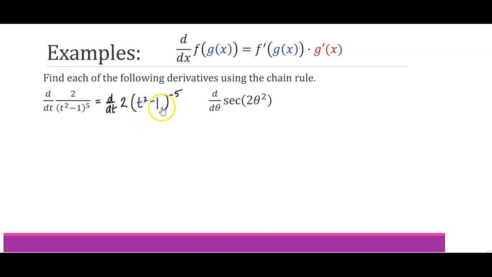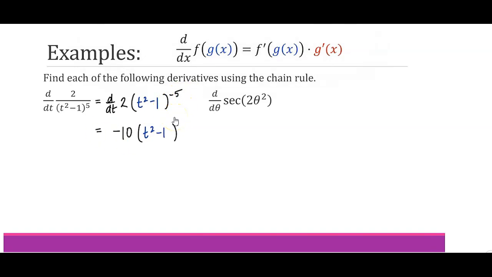Now I can see that I have this inside function, t squared minus 1, and the outside function is 2t to the negative 5. So we can start the chain rule by taking the derivative of the outside. We will bring the negative 5 to the front and multiply it by the 2, so we have negative 10. We'll leave the inside the same, t squared minus 1, but we reduce the power by 1, so we end up with negative 6.